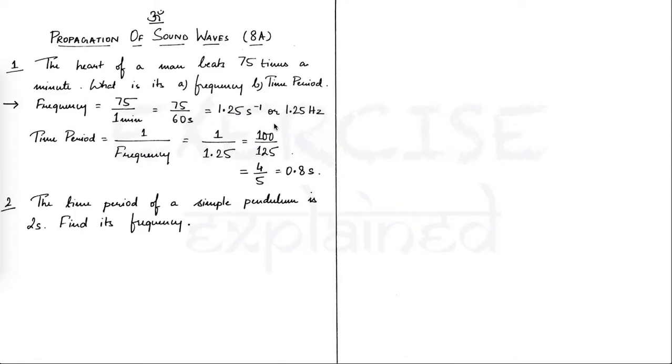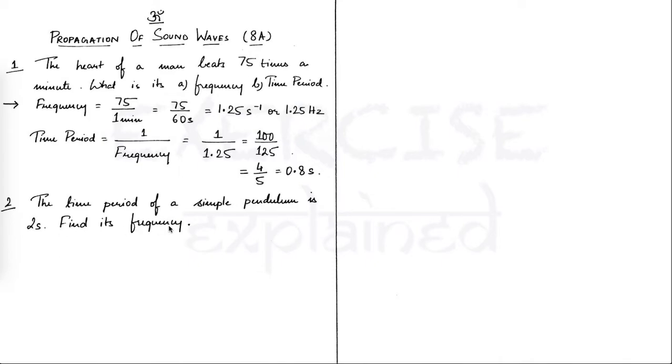Let us get into the next question, that is question number 2. The time period of a simple pendulum is 2 seconds. Now, the definition of time period says that the time taken to complete one oscillation. Now, oscillation means to and fro motion. So that is going and then coming back. So time period is 2 seconds. That means if let's say it starts from here, it goes to here and comes back in 2 seconds.